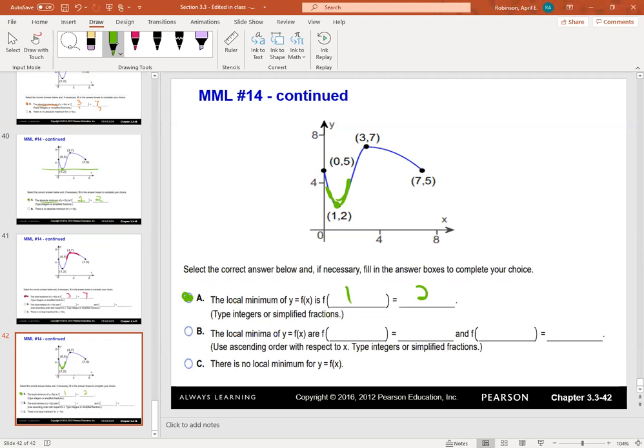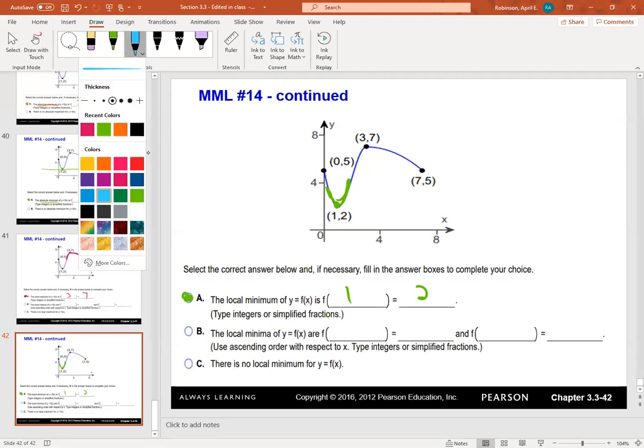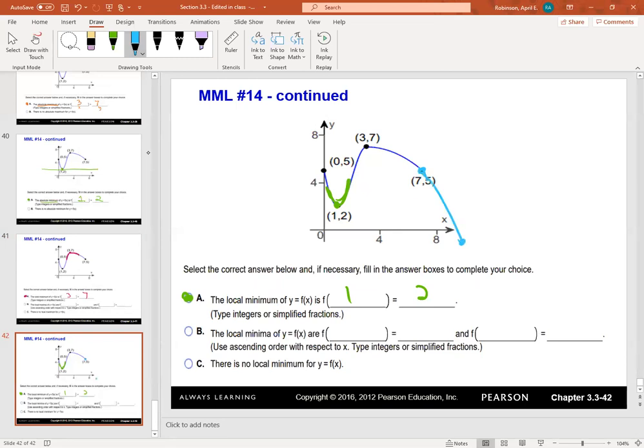So they're both absolutes and they're both locals. Now, let's just say for argument's sake that this point here had been way down here instead. Then this point here would have been my absolute minimum instead of the green one. The green one ends up being my absolute minimum and my local minimum. But if it had been further on down, that blue one, 7, 5, then it would have been the absolute minimum. When you're looking for locals, you're looking for where it curves. Like you're on a roller coaster, you're looking for those curves.